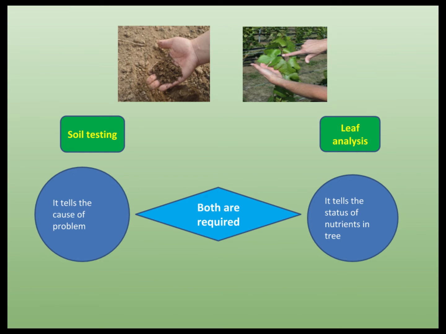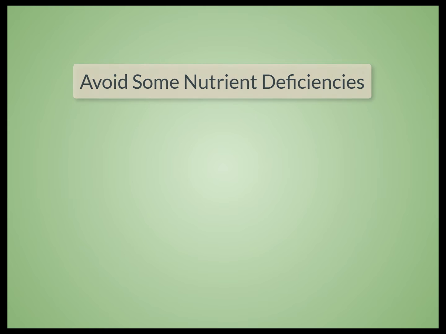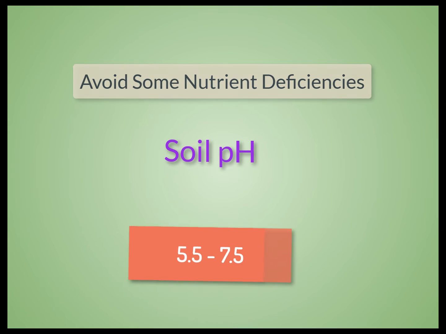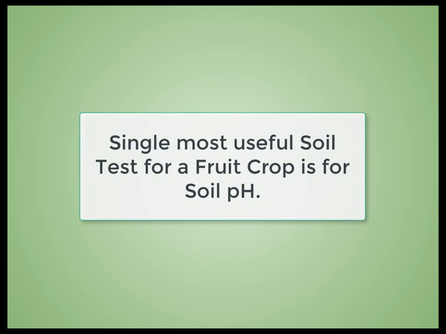Leaf sample analysis and observations of leaf deficiencies and toxicities should also be used to confirm the nutritional problems in the orchards. Soil pH greatly influences nutrient availability. Some nutrient deficiencies can be avoided by maintaining soil pH between 5.5 and 7.5. Therefore, the single most useful soil test for a fruit crop is for the soil pH.